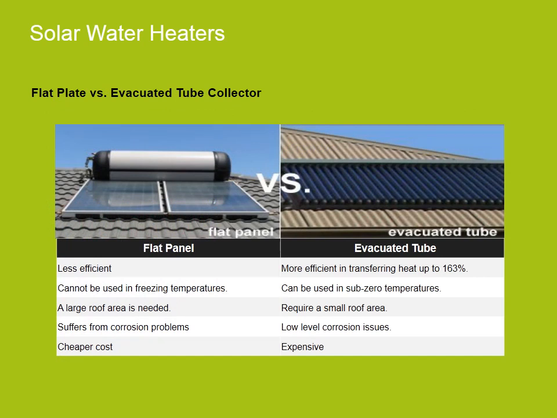Here we have a quick comparison of flat plate and evacuated tube collector solar water heaters. Flat panel systems are less efficient and cannot be used in freezing temperatures, whereas evacuated tube systems can. Evacuated tube systems only require a small roof area and have very little corrosion issues, unlike the flat panel, which requires more roof space and suffers from corrosion problems. Although the evacuated tubes are more costly, they are by far the better choice compared to flat plate collectors, in terms of both efficiency and reliability.